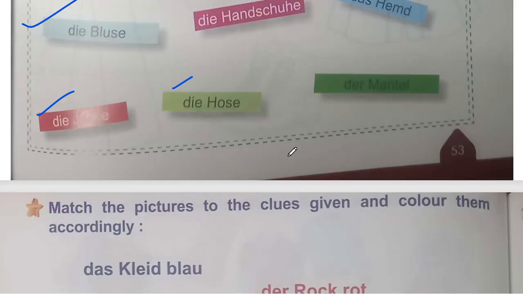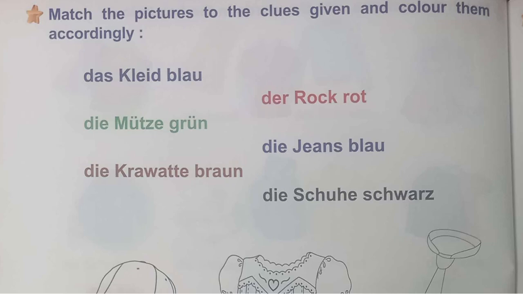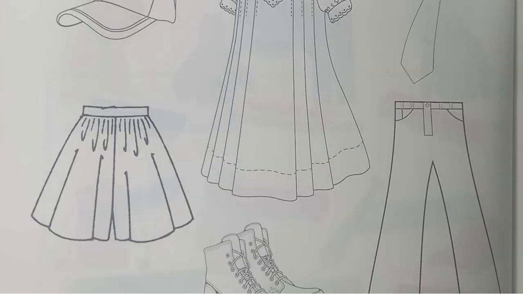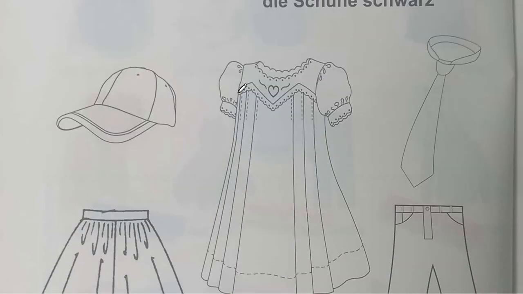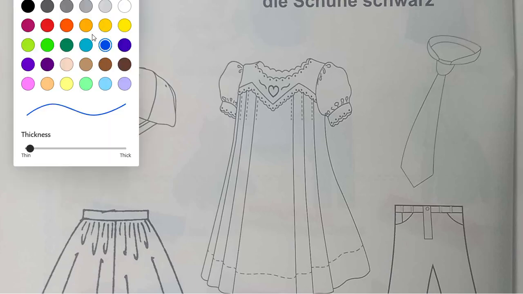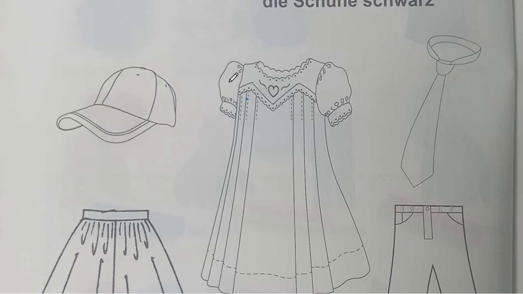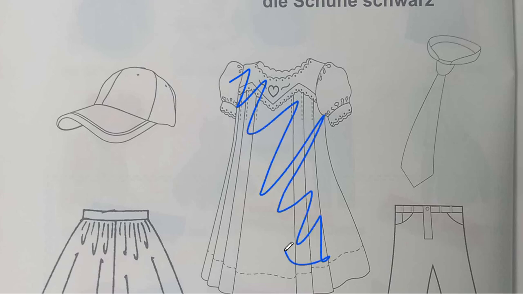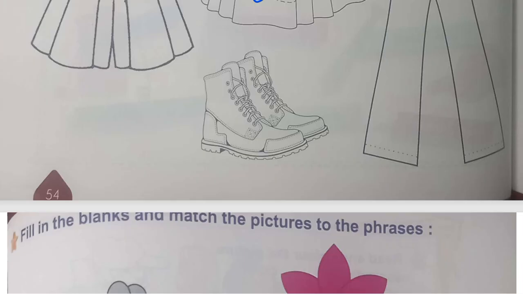Match the pictures to the clues given and color them accordingly. So now that we have learned about the various clothes, now we'll be talking about their colors. So, Das Kleid blau. What does this mean? Das Kleid is your dress, and they're saying blau, that means blue. Do we see a dress over here? Yep, there's a dress right on the screen. Let's color it blue, although we have blue already. Okay, so you'll color this blue. Color it nicely, not like this.